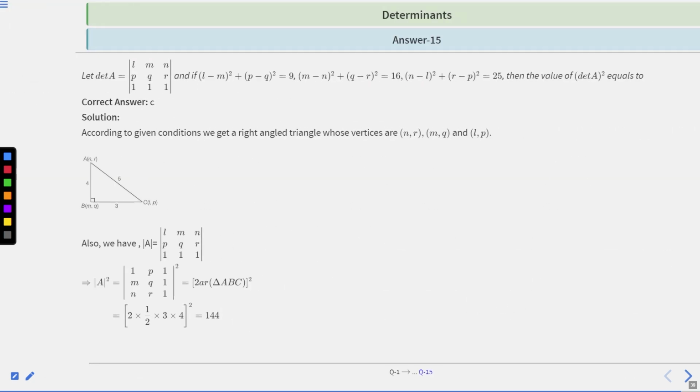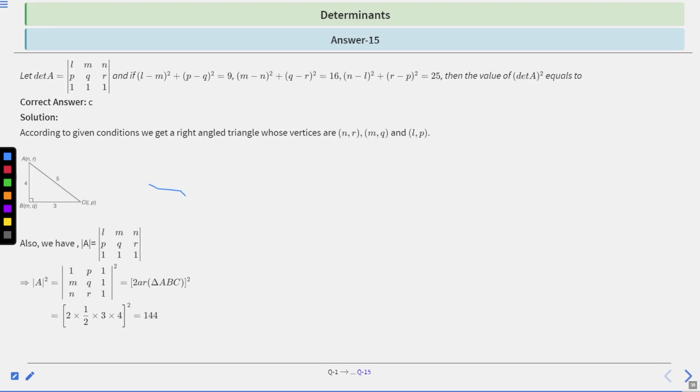Okay, let's move to the next solution. According to the given condition, we get a right angle triangle whose vertices are NR, MQ, and LP. Let's solve this right angle triangle having these vertices. Clear? So by using this, you can see that this side is 3 because (P minus Q) square plus (L minus M) square is equal to 9, so it is 3, it is 4, it is 5.